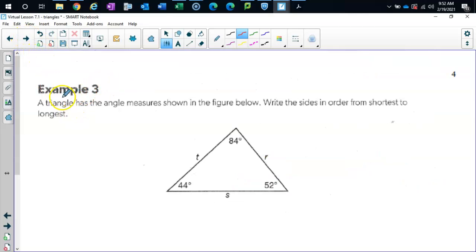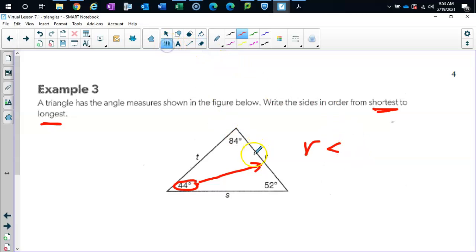All right, example 3. The triangle has angle measures shown. Write the sides in order from shortest to longest. Shortest to longest. All right, so let's look at our 3 angles. What's our smallest angle? Smallest angle is 44. Go opposite that. So R is shortest. R goes first. Shortest. And then I'm going to use a less than symbol. Okay, I don't need that comma.